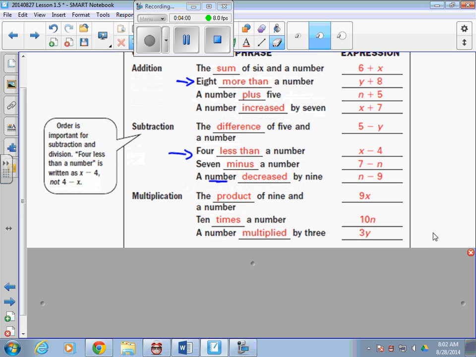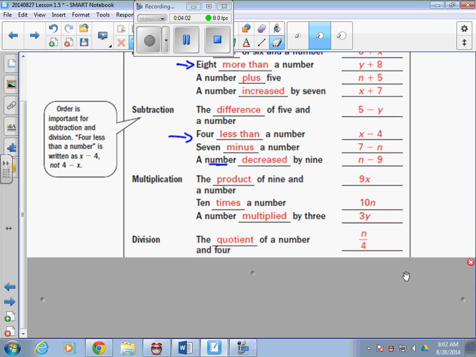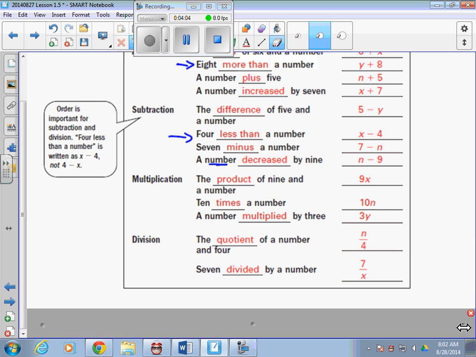And then the last operation you look at is division. Quotient of a number and 4, n over 4. And then 7 divided by a number. Notice the order is exactly the way it's written: 7's on top, divided by the number. Quotient of the number and 4, n over 4.